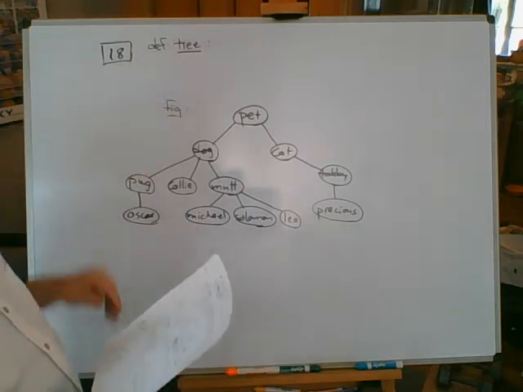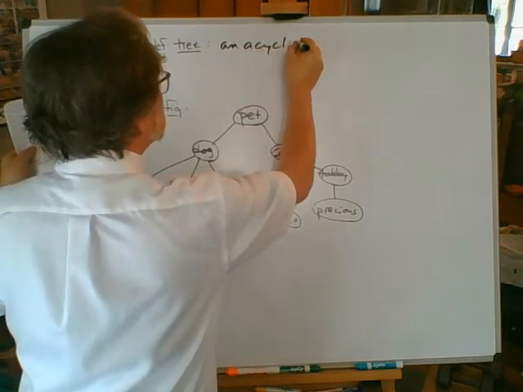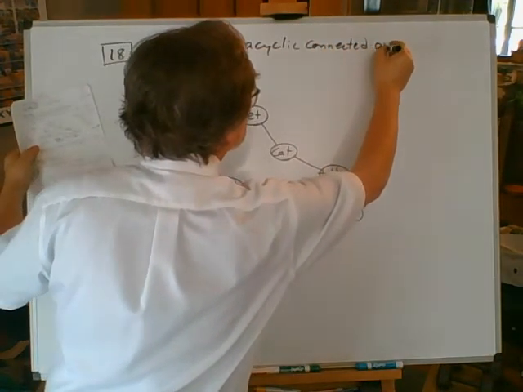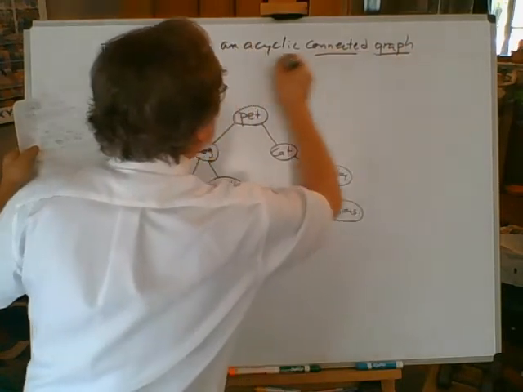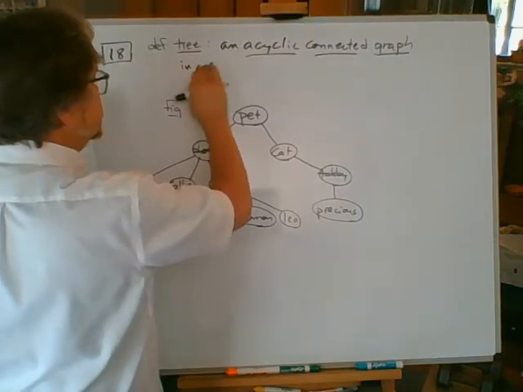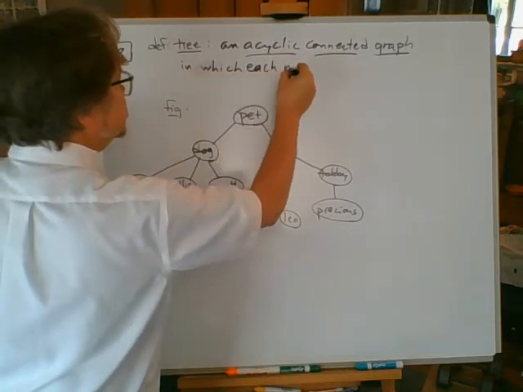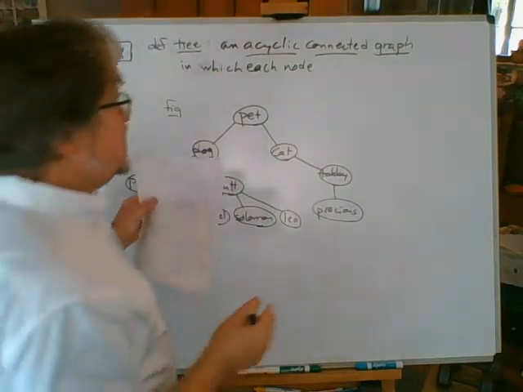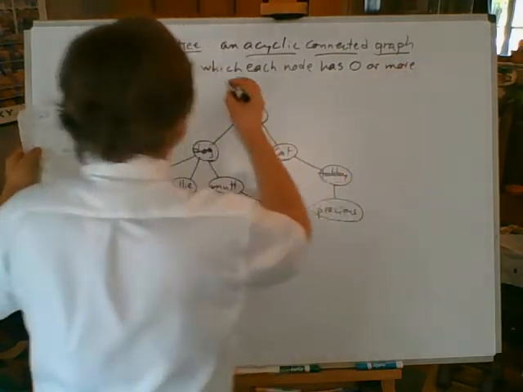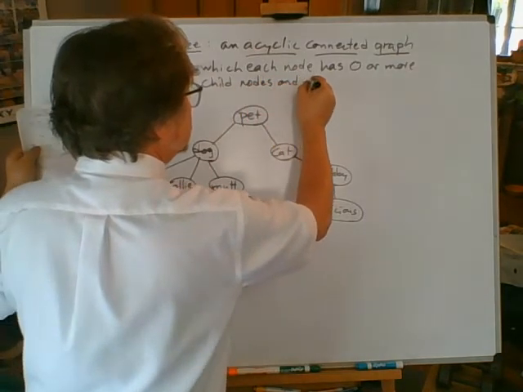A tree, I haven't officially defined it. Let me officially define it. A tree is an acyclic, A-C-Y-C-L-I-C, acyclic connected graph. Yikes. I got to underline all three of those words. An acyclic connected graph in which each node, maybe I should have written the definition too, has 0 or more child nodes and exactly one parent node.